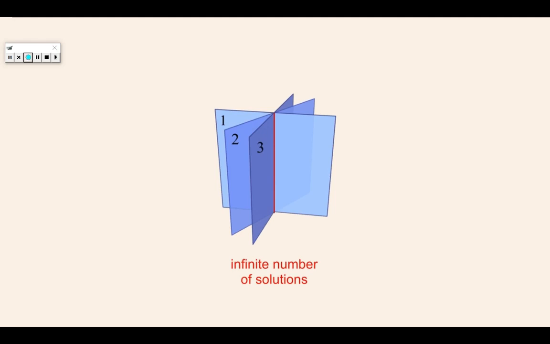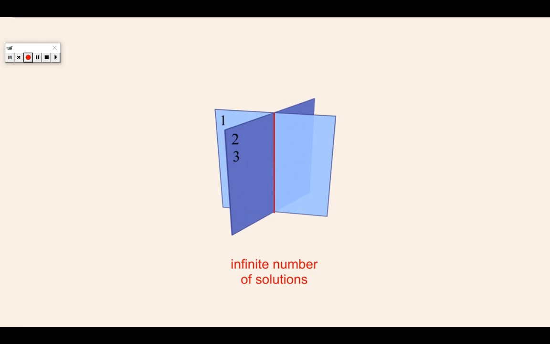The third plane does not necessarily have to be distinct from both of the other planes. If the third plane is identical to one of the other two planes, then the points common to all three planes are still represented by the same line of intersection, and the system will have an infinite number of solutions.